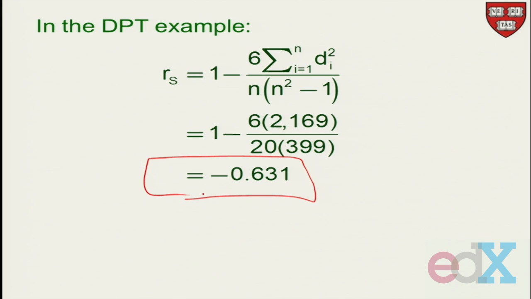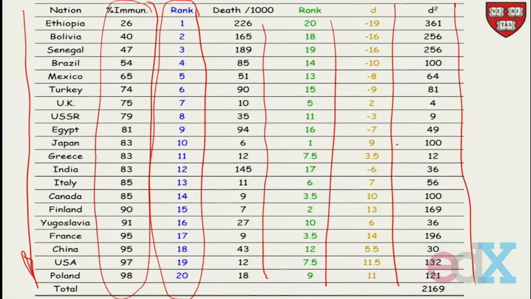And so there is Spearman's, rs. Spearman's correlation is minus 0.631, so there's a very negative correlation. What does that mean? It means exactly what you thought. If you have a high rank, that means you have a high degree of immunization. If you've got a small rank, you've got a low mortality rate.